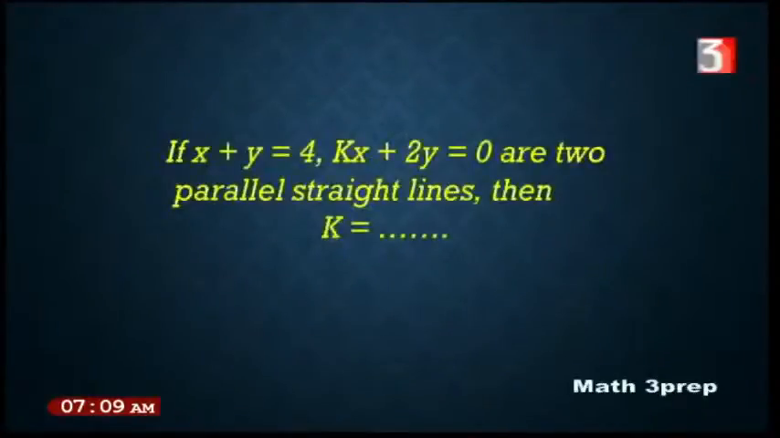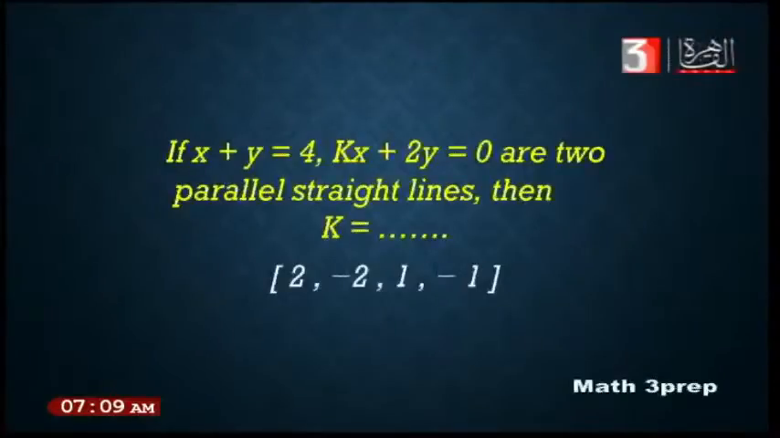Another example: if x plus y equals 4 and kx plus 2y equals 0 are two parallel straight lines, then k equals what? Is it 2, -2, 1, or -1? As the two straight lines are parallel, their slopes are equal. So try to find the slope of these two straight lines. What about the slope of the first line? Yes, it is negative coefficient of x over coefficient of y.